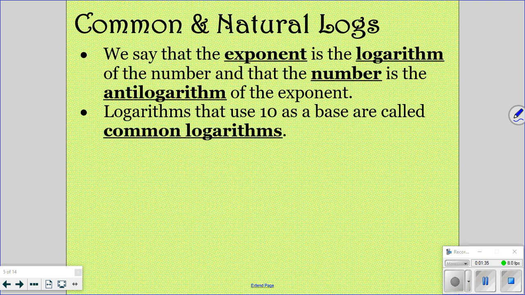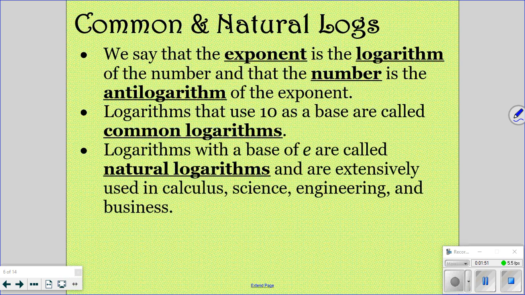Logs that use a base 10 are called common logs, and you can actually use your calculator whenever it says base 10. If it's not written, you assume it is a base 10. So if it says log of 10, then you assume it's log base 10 of 10. Logs with a base of e are called natural logs, and you use them extensively in calculus, science, engineering, business. So instead of writing log base e, that's just ln, natural log.